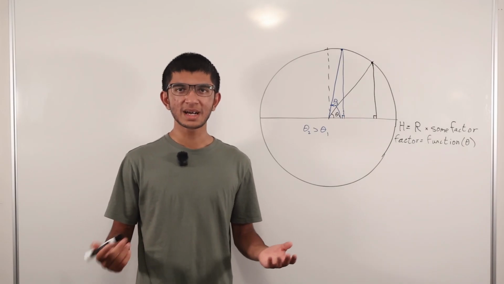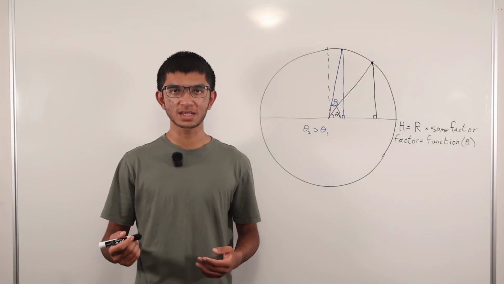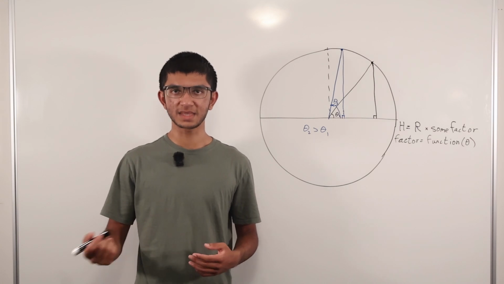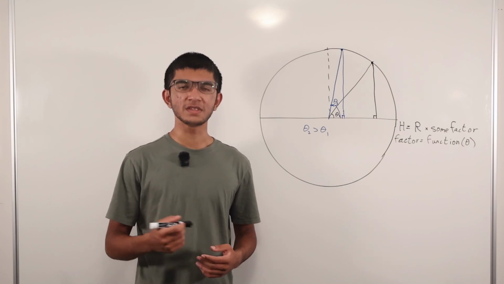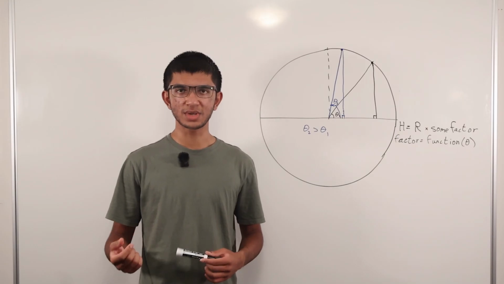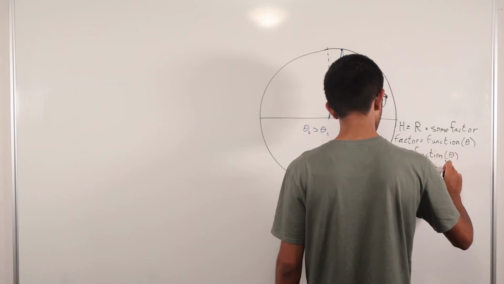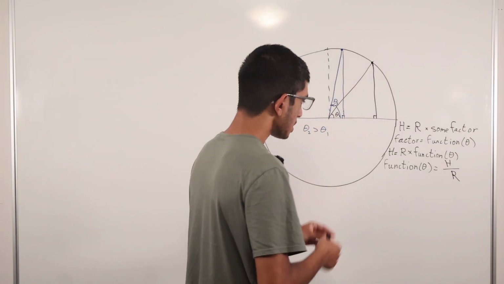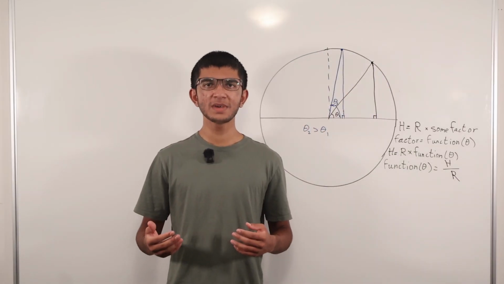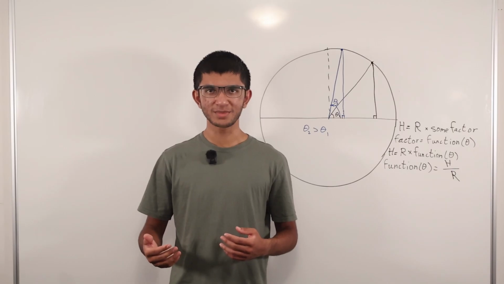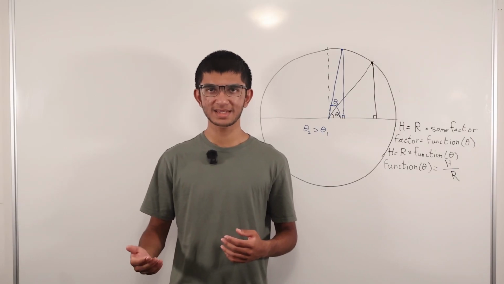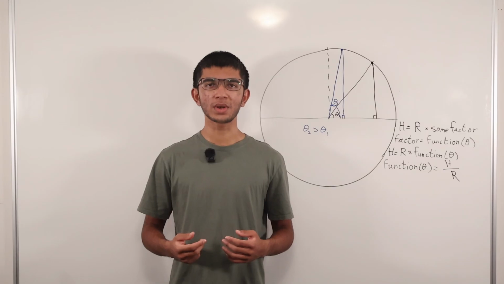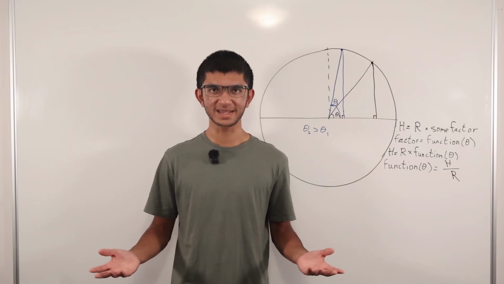So you get height is equal to r times some function of the angle, theta. Now, if you divide both sides by r, you get the function of theta is equal to the height divided by the radius. The function of the angle can now be represented as a ratio between the height and the radius. And that function is what we now call sine.